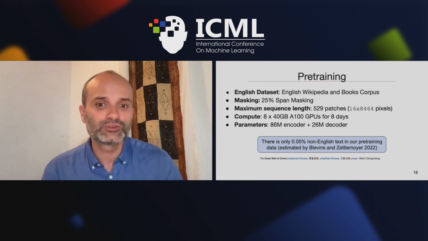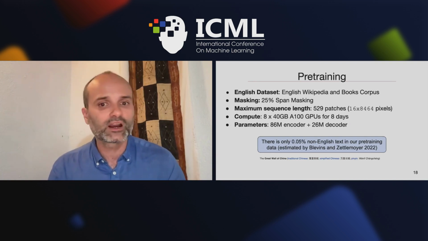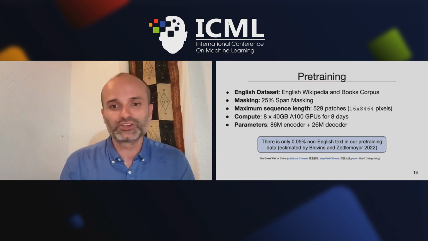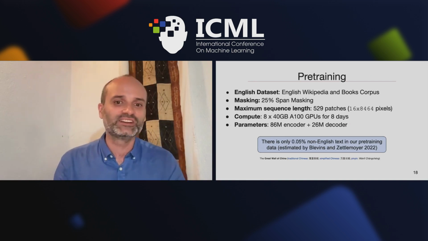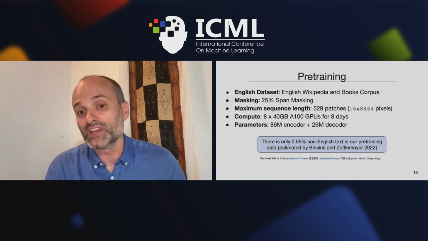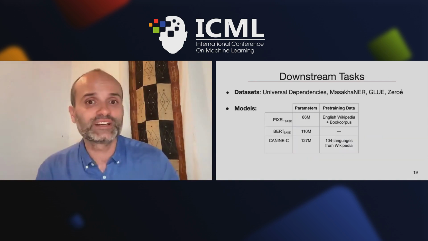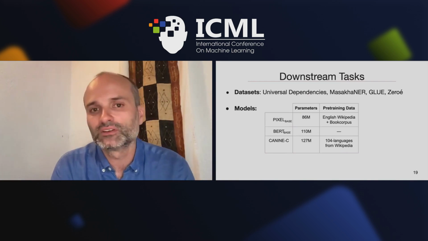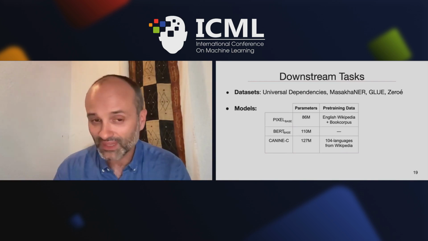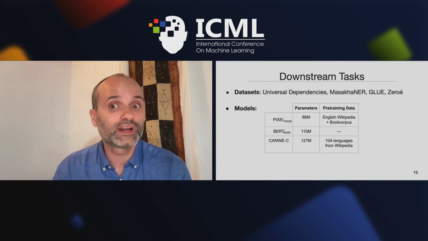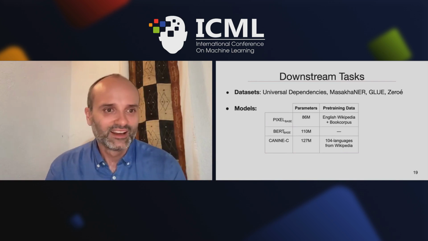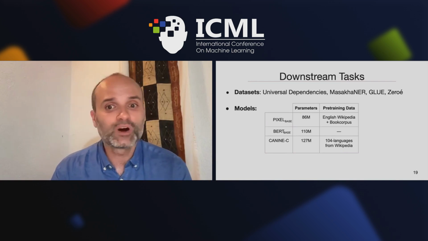And that trace is going to appear, for example, in Wikipedia articles where you might see traditional Chinese and simplified Chinese in pinyin alongside the name of the article topic. In terms of downstream tasks, we evaluated this model on Universal Dependencies, MasakhaNER, GLUE, and the ZeroBench. We compared it against two models.